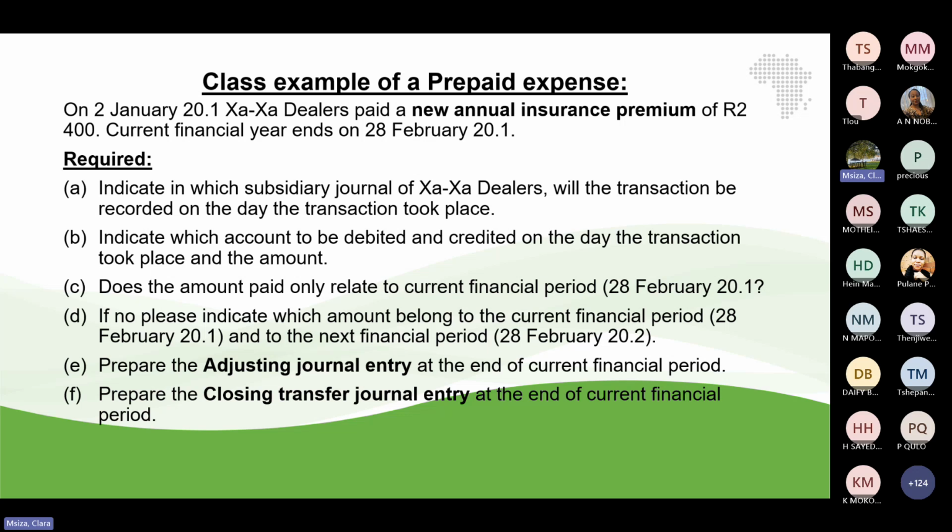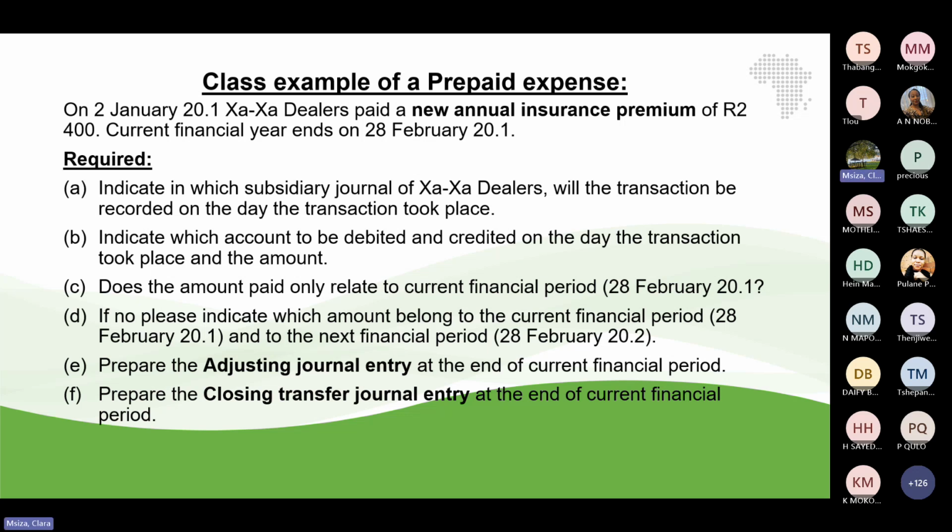And then those who have indicated that it is 2 Jan, unfortunately, that is not correct. They only made the payment on 2 January 20.1. Because if you calculate from January to February 20.1, how many months is it? It's almost 2 months. So it's not their year end. So their financial year starts 1st March 20.0 until 28 Feb 20.1.